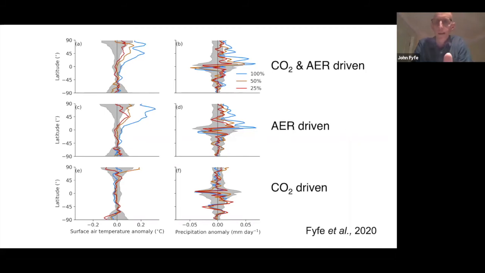And now looking to the right at precipitation, the very interesting feature here is that in most of the curves you're looking at, you see this kind of dipole structure: north of the equator, you see increasing precipitation, and south of the equator, you see decreasing precipitation. And that's what's reflective of a northward shift of the intertropical convergence zone.